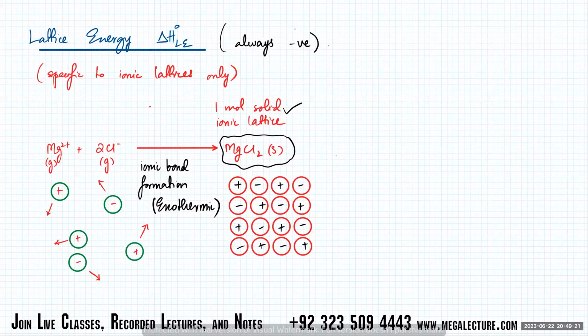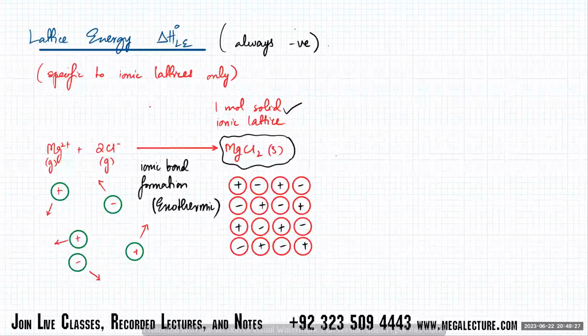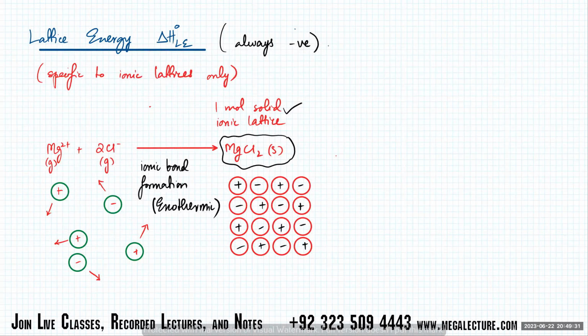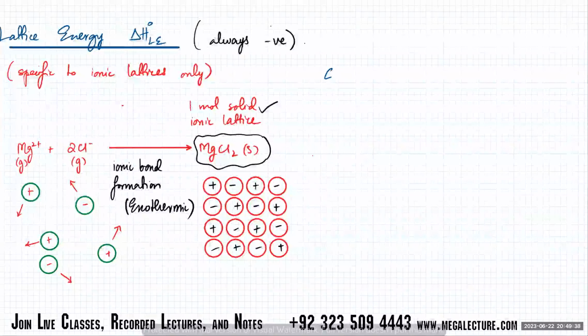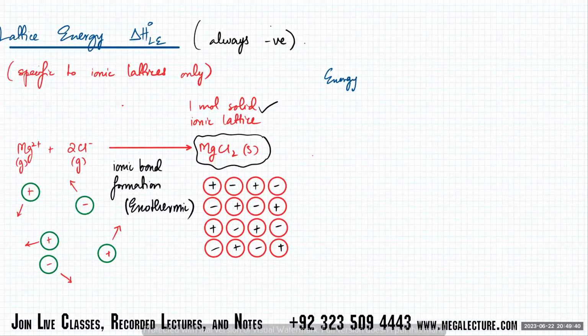So is the idea clear what lattice energy is? Yes. So I'm just going to write a proper definition for this. The proper definition for lattice energy is the energy that is released. They're going to ask for this. This one is important. Energy released when 1 mole of solid ionic lattice is formed.